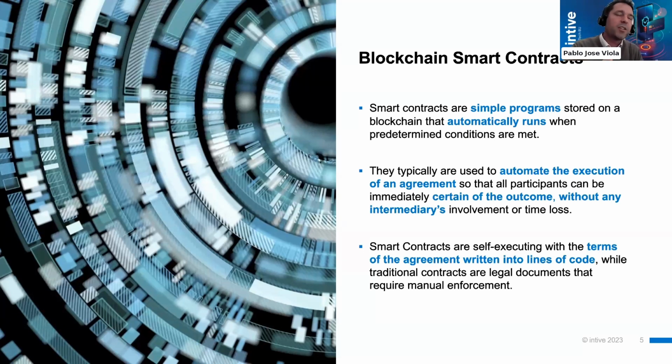And of course, smart contracts save time, because once the conditions are met, they execute immediately with no time loss. Let's compare smart contracts with traditional contracts. In a smart contract, the terms and the conditions are written into lines of code, and it will execute immediately once the conditions are met. While in traditional contracts, terms and conditions are written into a document and require manual enforcement to be executed. Let's see what steps we need to follow to have a smart contract working for our business.